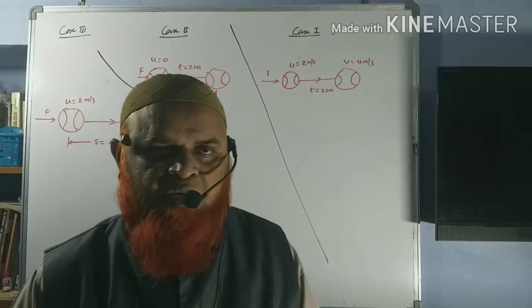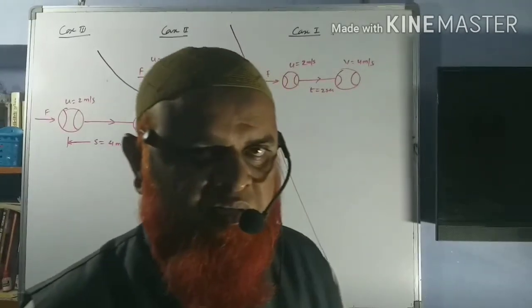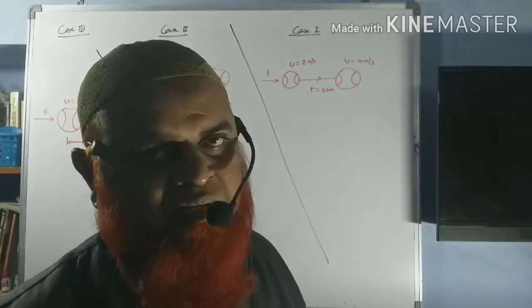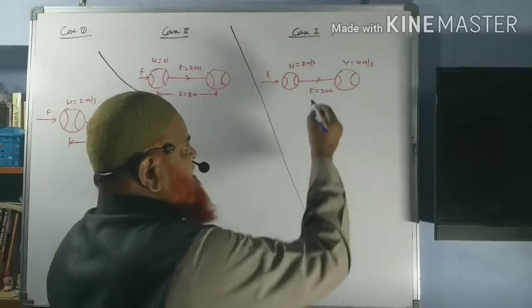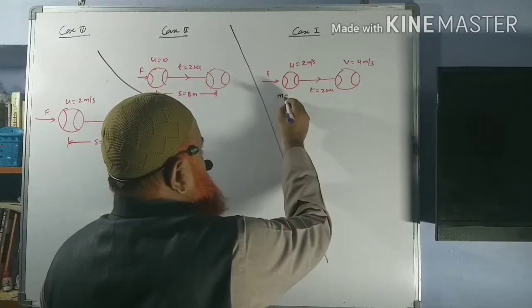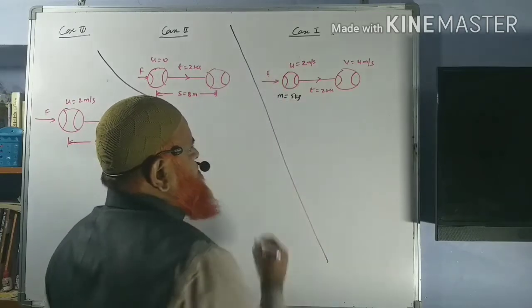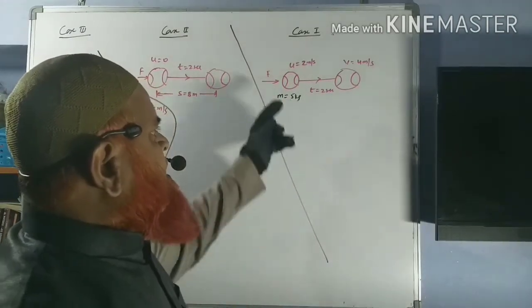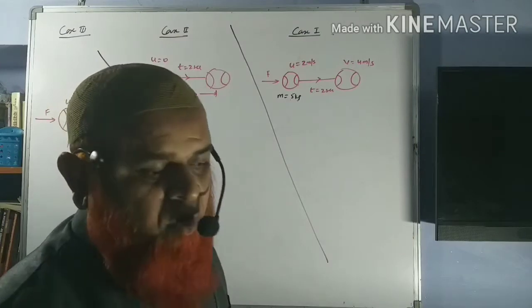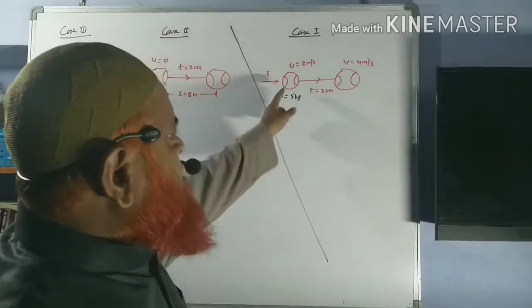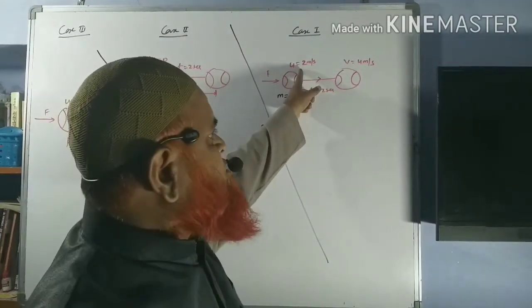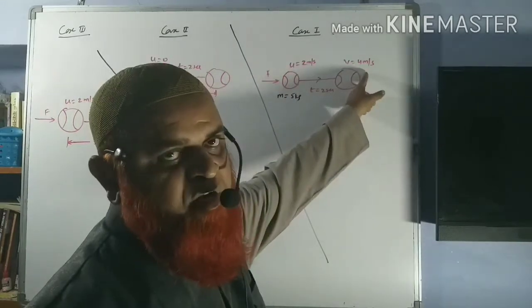Okay, the next topic which I'm going to discuss here is that there are three cases in which force is applied. Let us consider a ball with a mass of 5 kgs. A boy has kicked the ball. The ball has an initial velocity of 2 meters per second, and its final velocity is 4 meters per second.